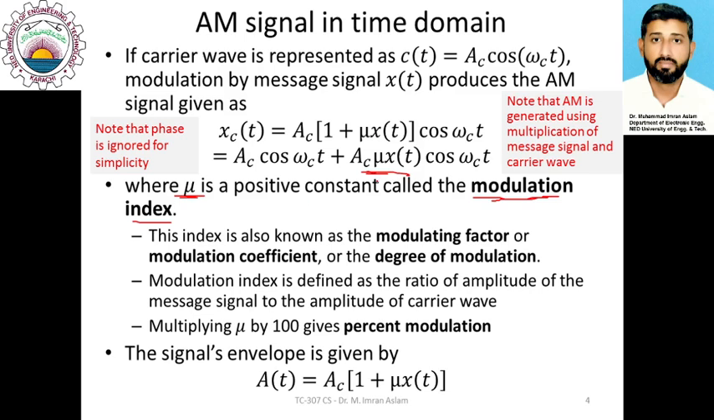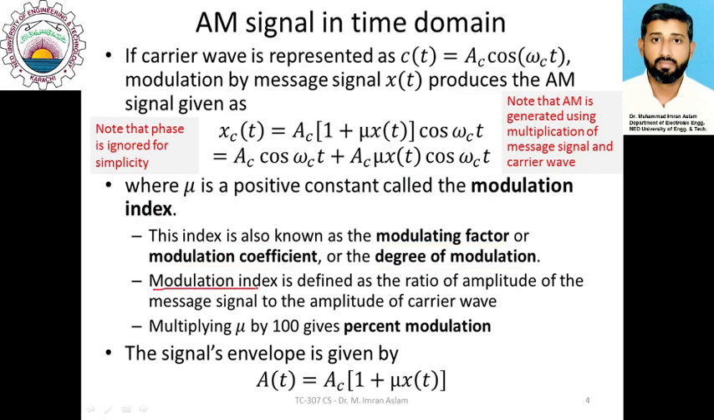So this is that proportionality constant which relates how much variation will be there when there is some variation in the message signal. It relates the variation of the message signal to the variation in the modulated signal. So this is named the modulation index. Sometimes we call it the modulating factor, sometimes the modulation coefficient, sometimes the degree of modulation. So there are different terms that are used to describe the same quantity, which is mu.